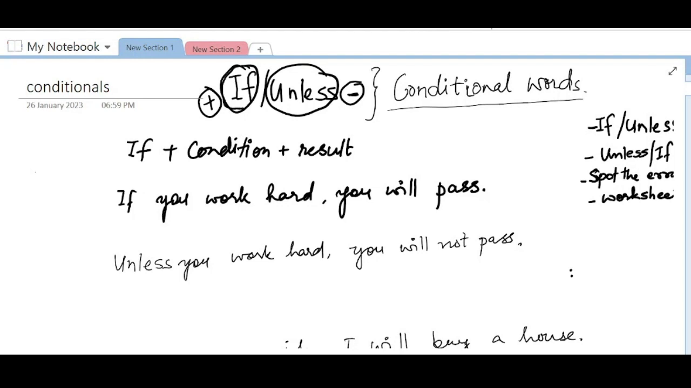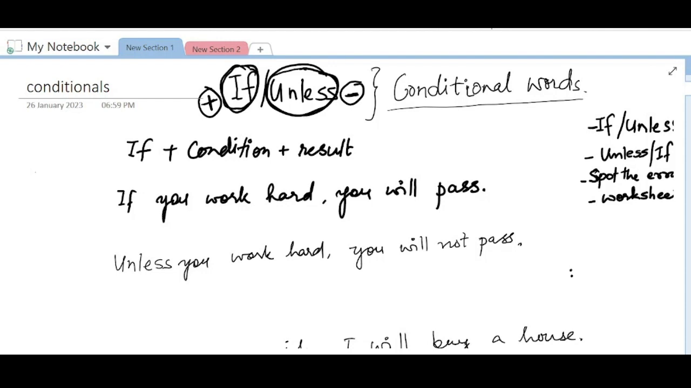If is actually a conditional word, which is a positive word, and unless is also a conditional word, which is a negative word. Now you will understand later in this video what is plus and what is minus, or what is a positive word and what is a negative word. First, we need to understand the format of conditional sentences.